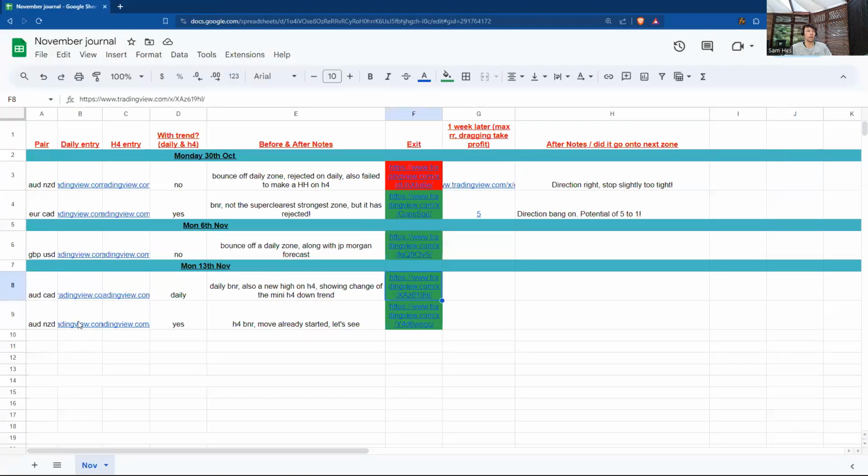Okay, the last one, AUD New Zealand dollar. So we can see it was with the daily and H4 trend. It was an H4 break and retest. The move had already started, and I just put, let's see what happens. So let's look at the daily chart.